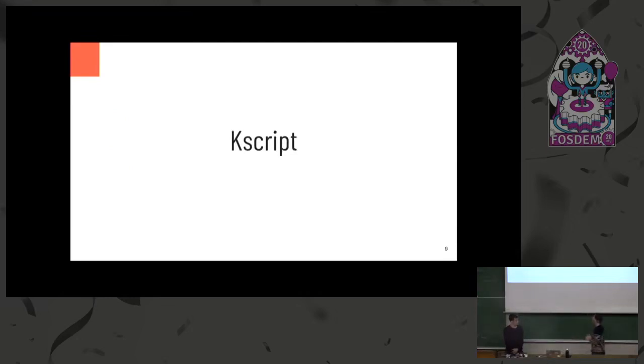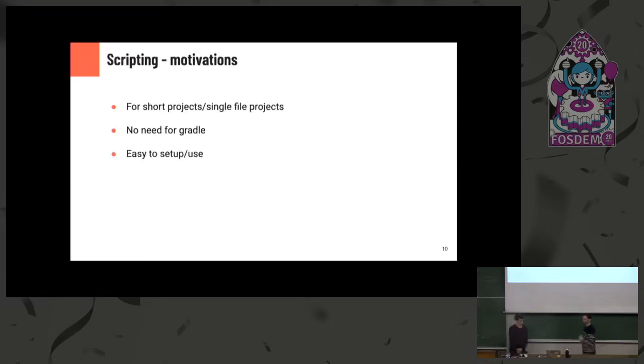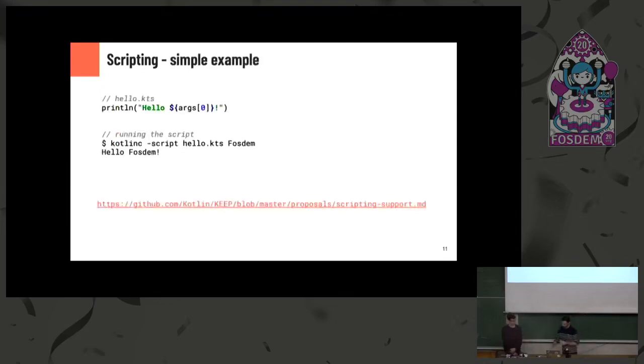So let's start with kscript. With kscript, the motivation is to replace small, single, self-contained bash scripts. It works well for short projects, single file projects, and it's very easy to use. Actually, the Kotlin compiler has built-in support for scripting. So if you have a Kotlin compiler on your machine, you can just start writing your small hello.kts file. You can even give it some arguments. It's a list of strings. You feed that to the Kotlin compiler, and yeah, it's going to work.